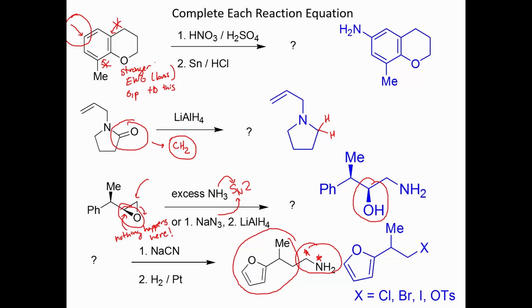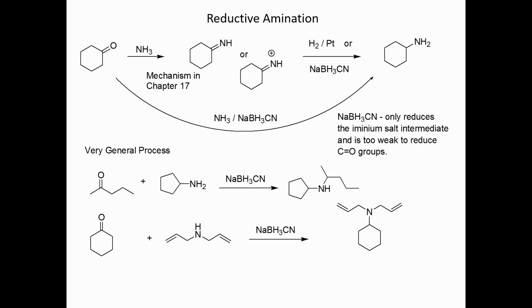X could be chlorine, bromine, iodine, or tosylate. Whichever one would be best would depend on which one could be made more effectively. Had this been a multi-step synthesis problem where you had to make the compound I just showed in blue there, then that would be a consideration.